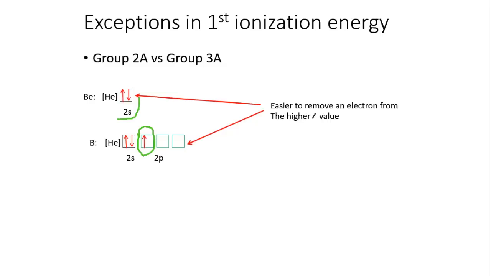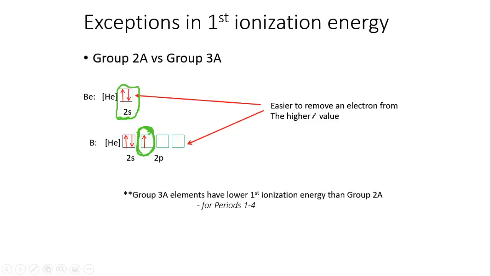So this 2s here is very satisfied. It doesn't want to give up its electrons. But here this 2p has one lone electron. It's a high energy orbital with one electron, and it doesn't take much to remove that electron from it. So group 3A has lower ionization energy than group 2A, and this is true to about the fourth row. After the fourth row, the exception goes away. And if you'd like to learn why, you can continue in chemistry, and they may talk about it in inorganic chemistry.